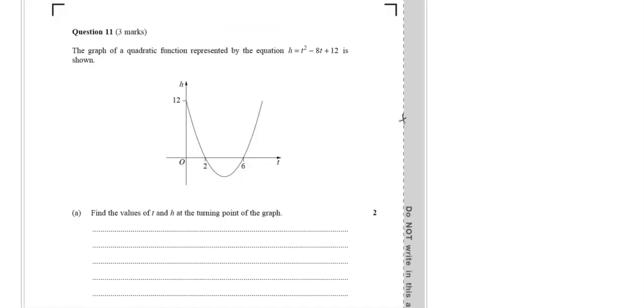Question 11. The graph of a quadratic function represented by the equation h equals t squared minus 8t plus 12 is shown. Find the values of t and h at the turning point of the graph. Pause here to try it yourself.